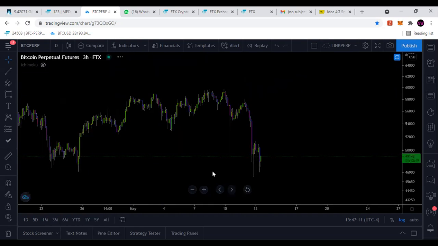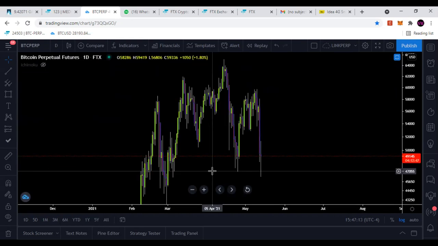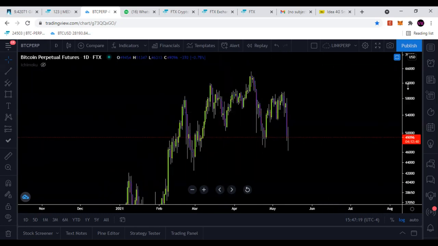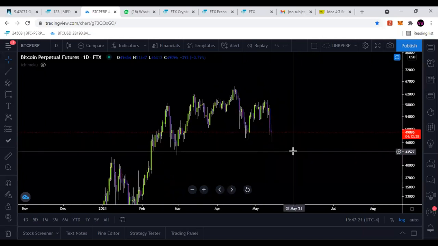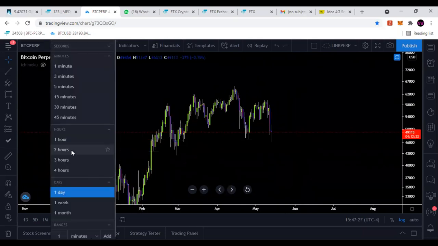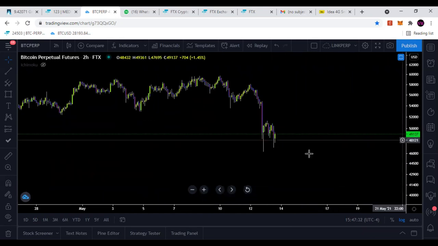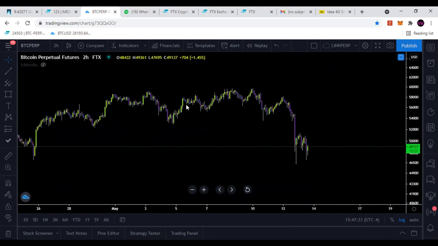So what I do is this. I pay more attention to the daily time frame at this point. Pay close attention to the daily time frame. Now, just like what we had here, I think on the 2 hours time frame, we had this coming. Let me admit this.